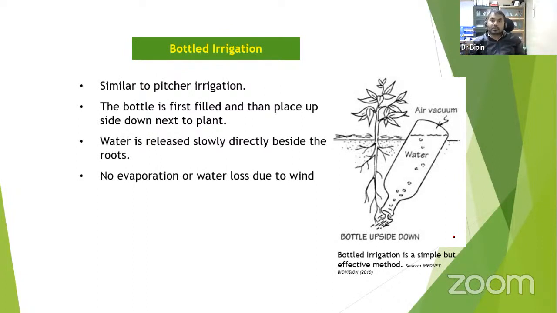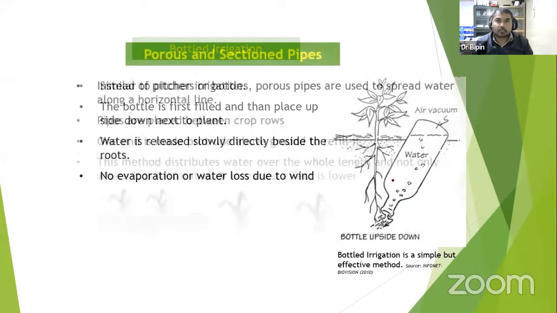So here you can simply use the bottle and insert it in the root system inside the soil, and you need to apply the water here, and there will be pores, some holes here. So water will slowly become available to the plants.